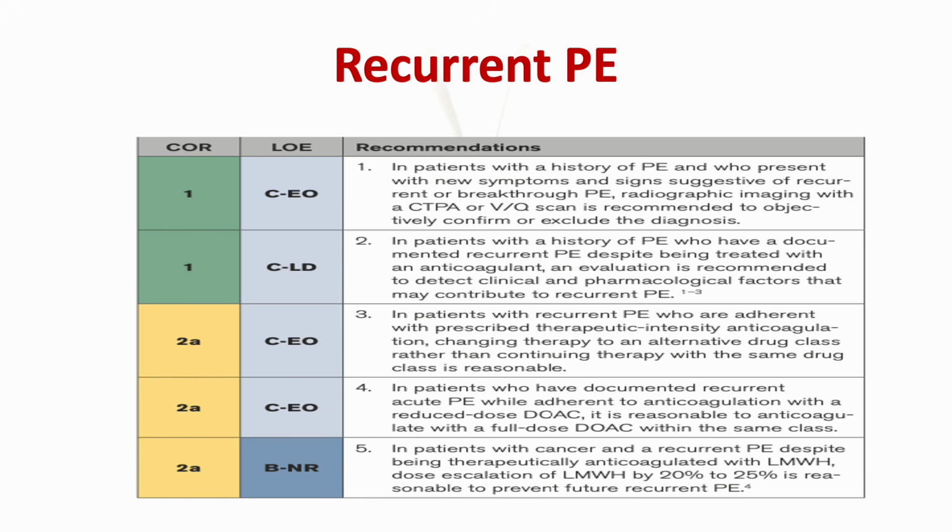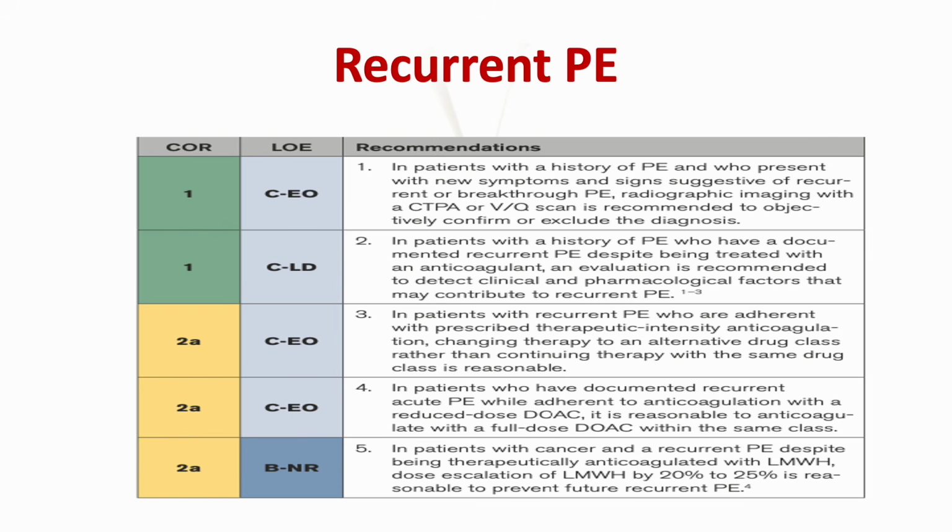The grade 2 recommendation says that if they had a recurrent PE but they were taking their therapy very religiously, you should now consider changing the therapy to an alternate drug class and not continuing the same, which is very obvious. The fourth recommendation is that if they have a documented recurrent PE and they were adherent to a reduced dose DOAC, now you should give them a full dose of anticoagulation.